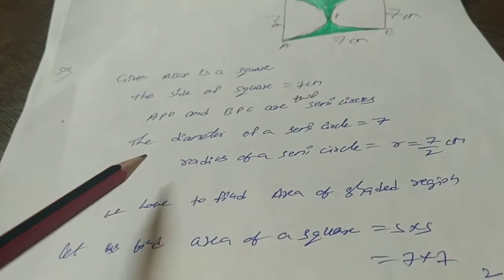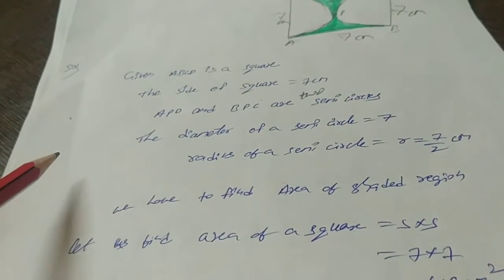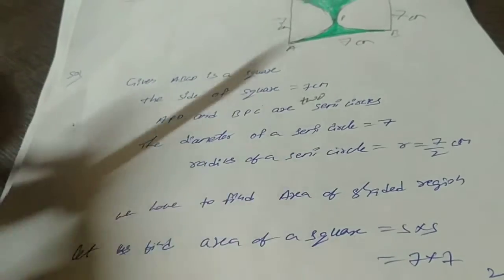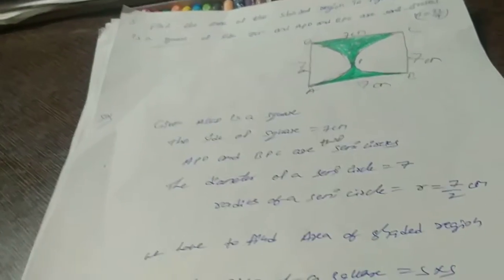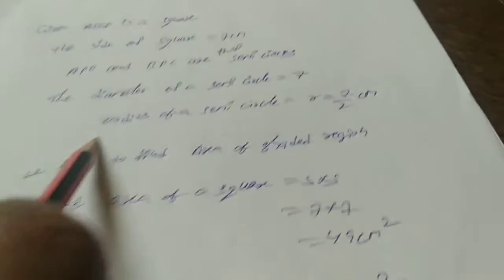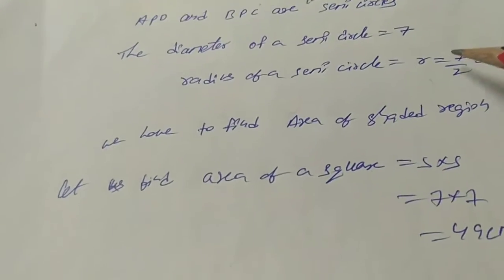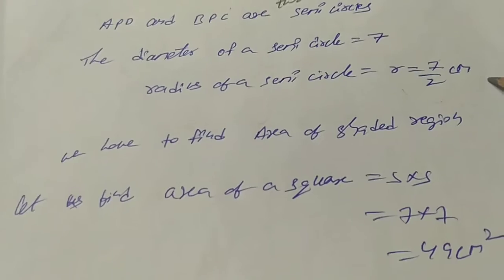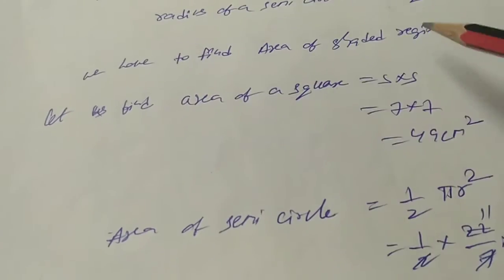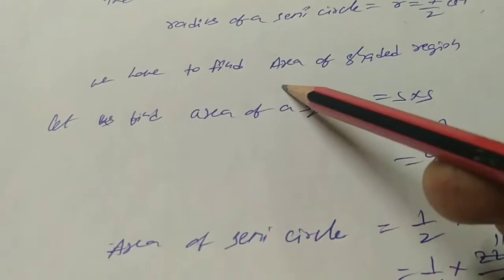And also what is given? The diameter of the semicircle is given. What is the diameter of the semicircle? 7 centimeters is given. Now we have to find the radius. So the radius of the semicircle is R equals 7 by 2 centimeters. So my dear students, now what do we have to find? We have to find the area of the shaded region. So that is the thing.